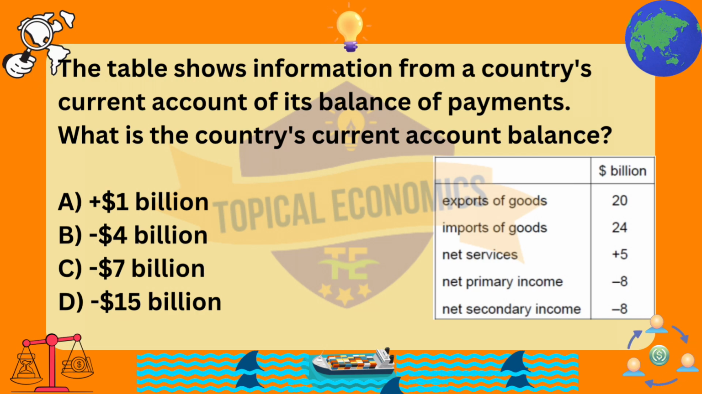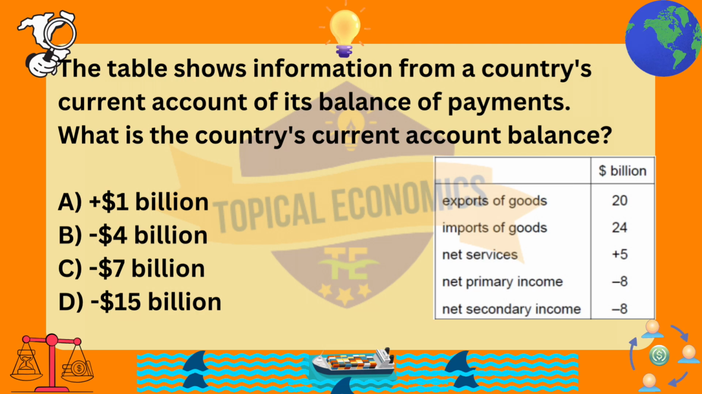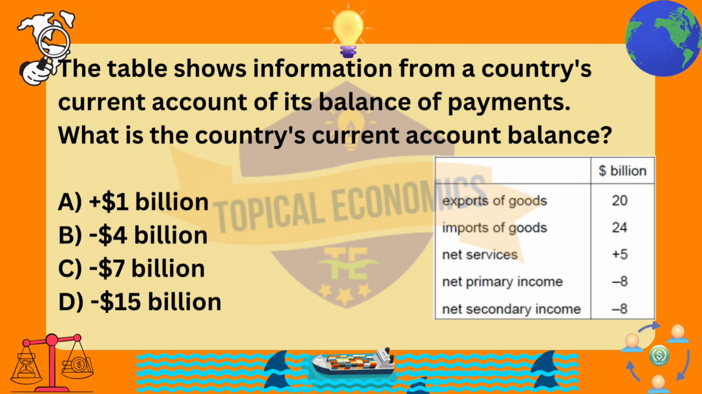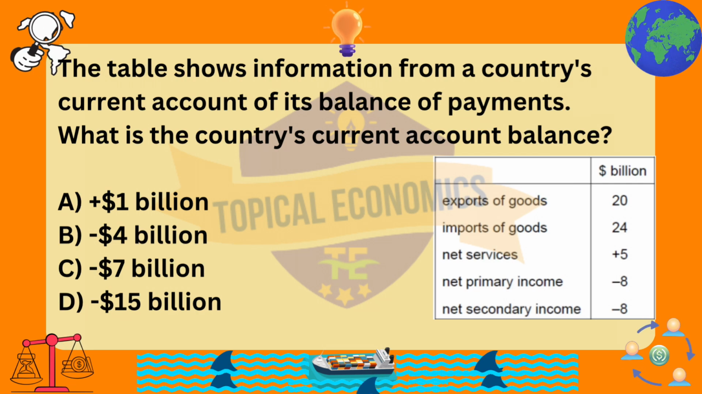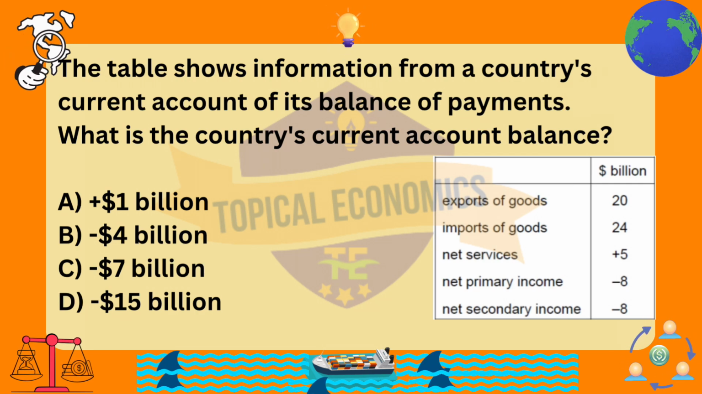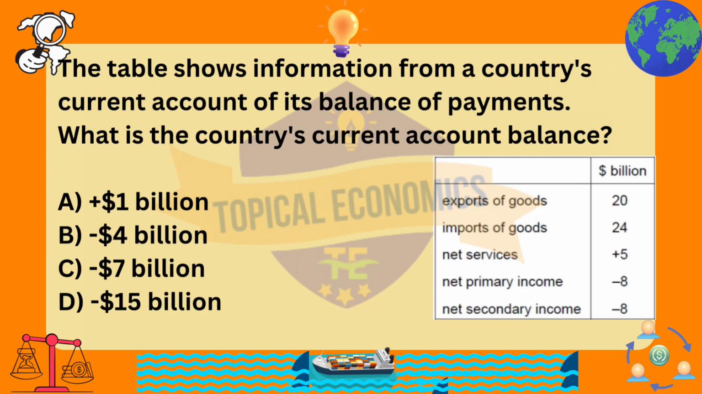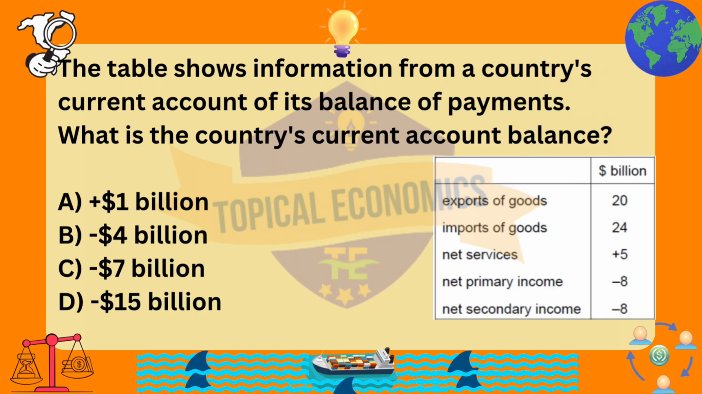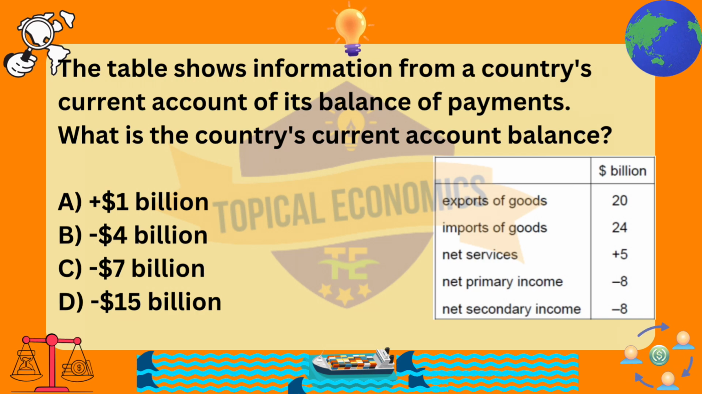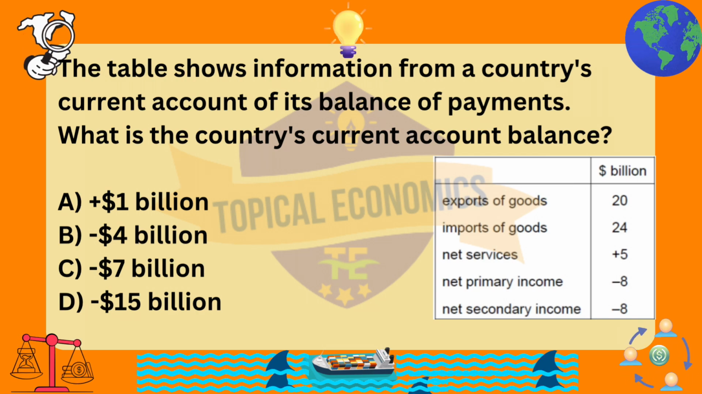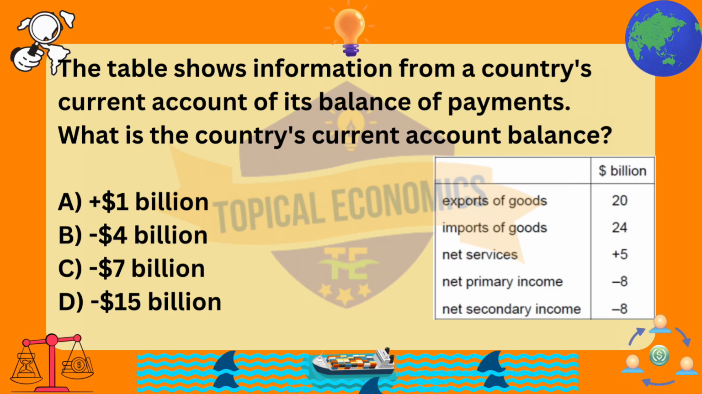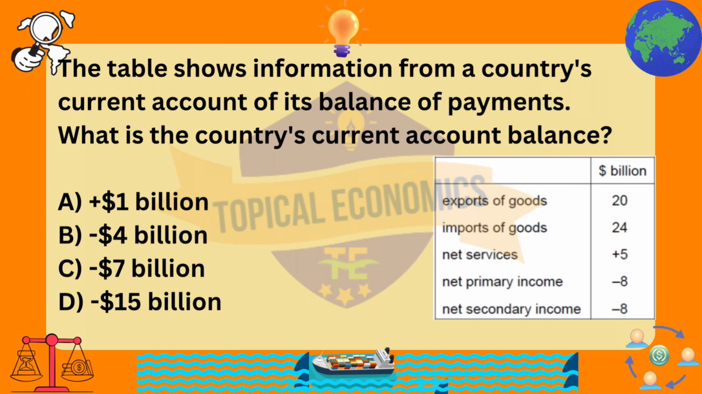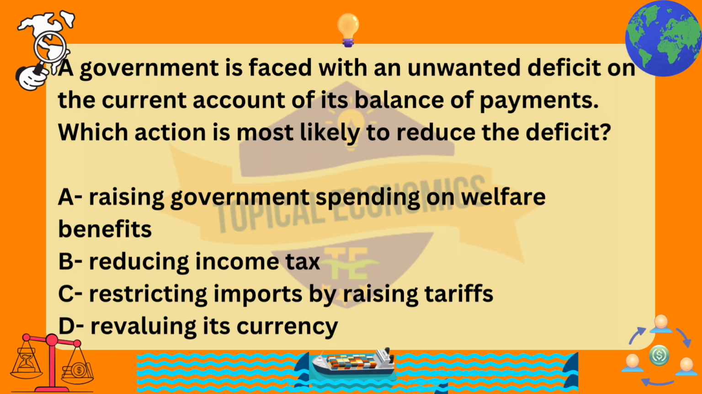To find the total current account balance, we sum all these values: the deficit in goods, minus $4 billion, the surplus in services, plus $5 billion, the deficit in primary income, minus $8 billion, and the deficit in secondary income, minus $8 billion. This results in a total current account balance of minus $15 billion. Therefore, the country has a current account deficit of $15 billion, and the correct answer is D, minus $15 billion. Moving to the 14th question.